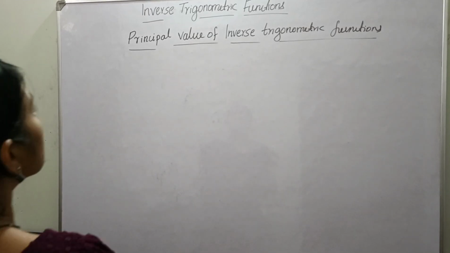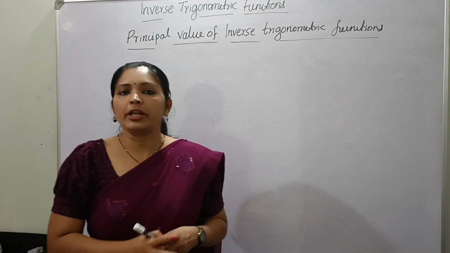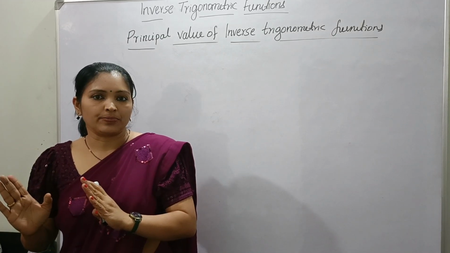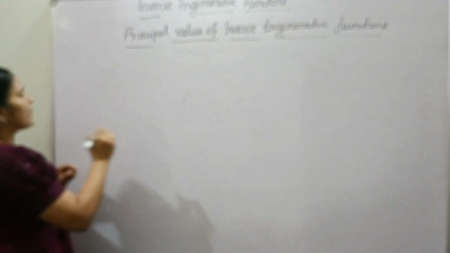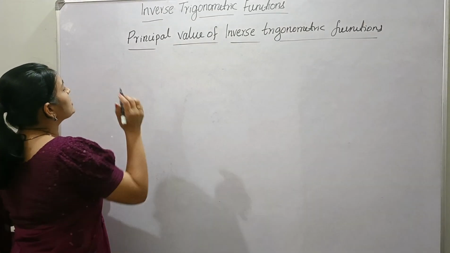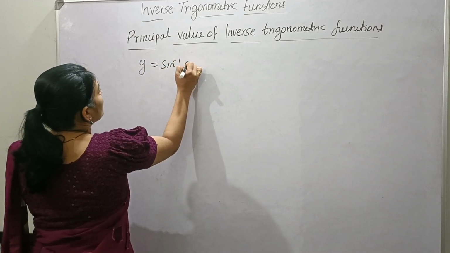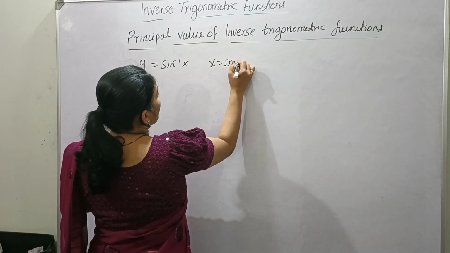Next we will study the principal value of inverse trigonometric functions. The value of an inverse trigonometric function which lies in the principal value branch is called the principal value of the inverse trigonometric function. For example, we know that sine inverse is a function defined as y is equal to sine inverse x if and only if x is equal to sine y.